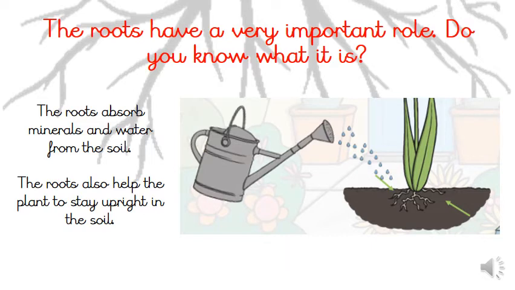Now, the roots have a very important role. Do you know what it is? Here they are, the roots in the ground, and here's someone watering it. What do the roots do? Well, the roots absorb minerals and water from the soil. So that's how the plant gets all the water. So you water the plant, and all the roots, they drink up the soil. The roots also help the plant to stay upright in the soil. If there weren't any roots, the plant would very easily fall over if there was a gust of wind, but the roots help the plant stay in the ground and stay upright.